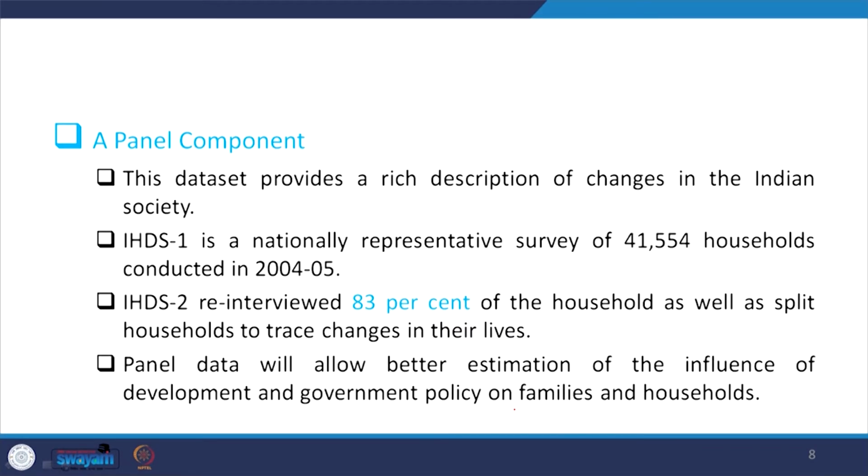Because some families split into different members, not necessarily the same family is carried over time. Some new members are also added, which is also called a split, or new members other than the family members are also considered in the second round of the survey. Therefore, these are called splits, not necessarily just continuing with the 100% panel; it is called an 83% panel.